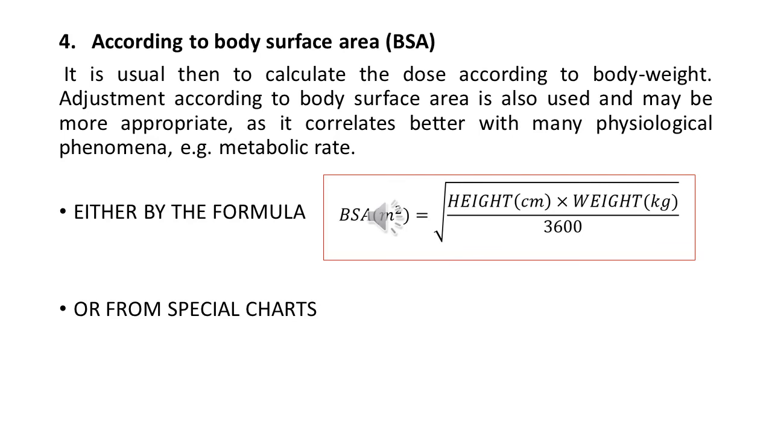It is calculated either by this formula: height in cm times weight in kg, divided by 3600, all under a square root. All of this under the square root equals BSA in meter squared. Or it can be taken from special charts, as we will see.